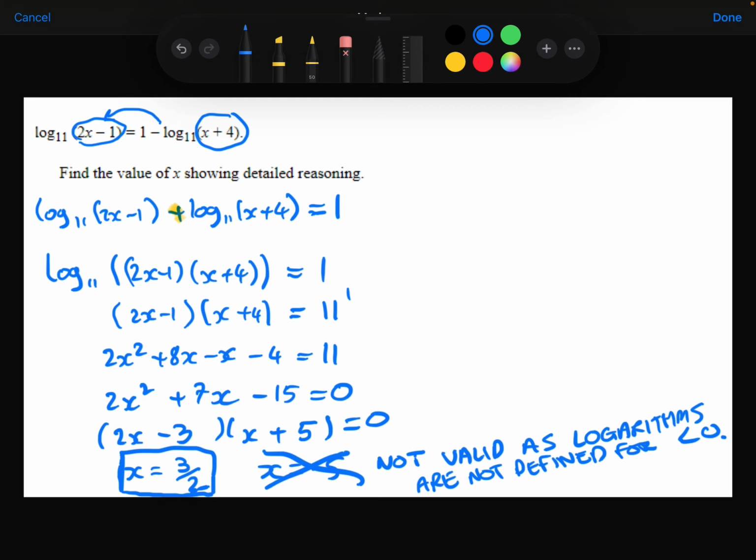I can substitute 3 over 2 into both of these. If I substitute 3 over 2 in there, that's positive, that's fine. If I substitute 3 over 2 in here, that's going to be positive, that's fine. So 3 over 2 is the value of x.